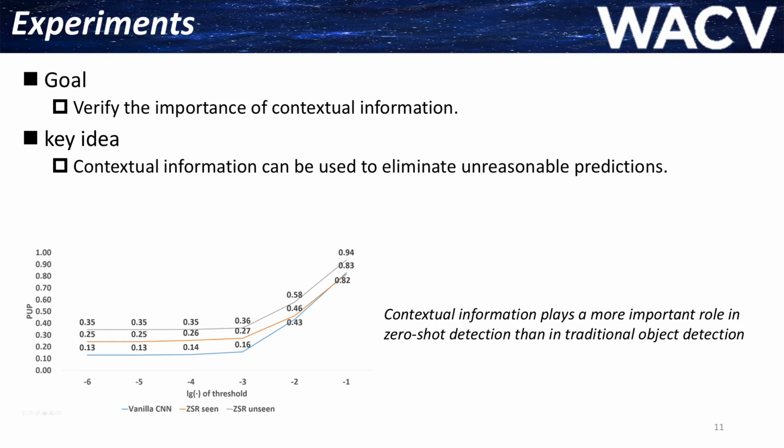As we know, contextual information is important for traditional object detection. We further show that it is even more important for ZSD. The key idea is that contextual information can be used to eliminate unreasonable predictions. We define a metric to measure it. The results show that contextual information plays a more important role in ZSD than in traditional object detection.